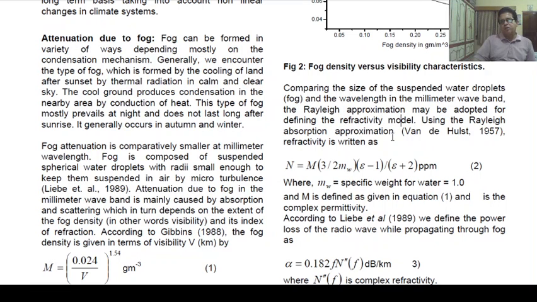Using the Rayleigh absorption approximation, Hurst 1957, the formula for refractivity is given by capital N equal to capital M times 3 upon 2 small m w, times epsilon minus 1 upon epsilon plus 2, in ppm. Here small m w is the specific weight of water, which you already know. Capital M is defined as in equation 1.